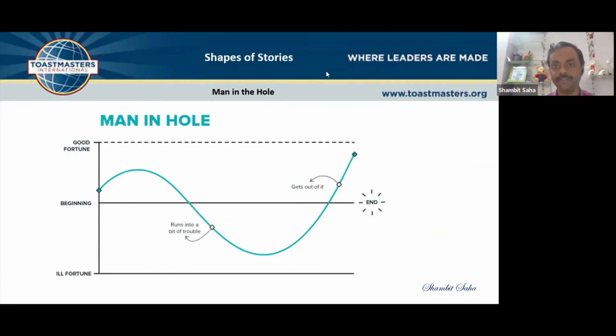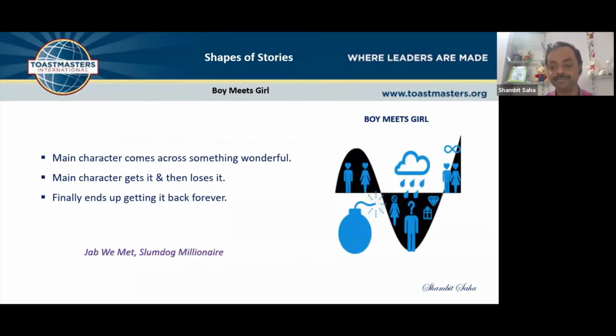This is how the GI graph looks. G is good fortune, and I is ill fortune. So you start off with good fortune, at the beginning, then you run into a bit of trouble, and something happens, and you finally end up in a prosperous situation. This is how the GI graph looks, right? So it's called the man in the hole. Now the next and the most famous of all is the boy meets girl.